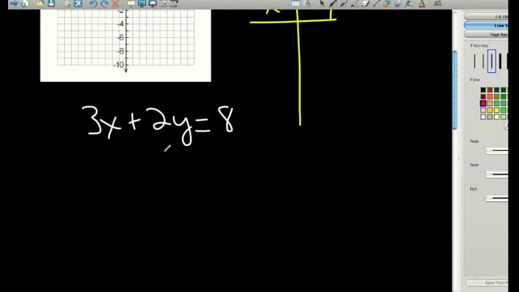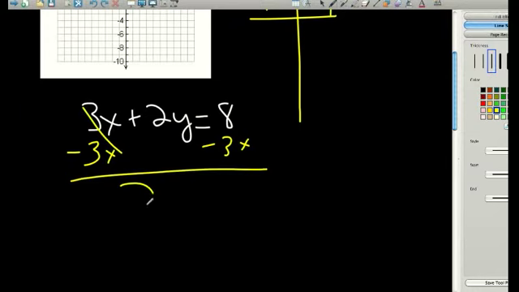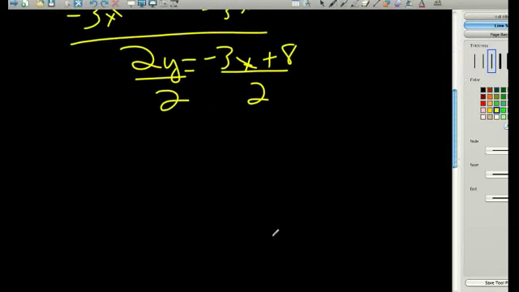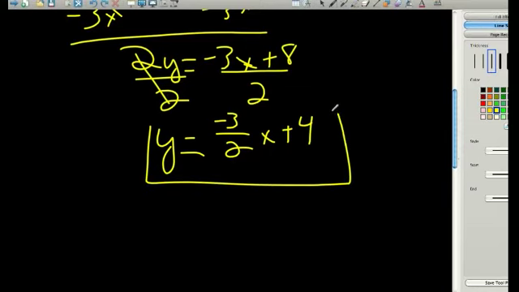So now what we're going to want to do is isolate this equation for y. I've already shown you how to isolate these equations, so I'm just going to do it silently, see if you can follow through with this. So this is going to be 2y equals negative 3x plus 8, and we're going to divide by 2 on both sides. This is going to become y. These are going to cancel out. It's going to become negative 3 halves x plus 4. So this is our new equation.